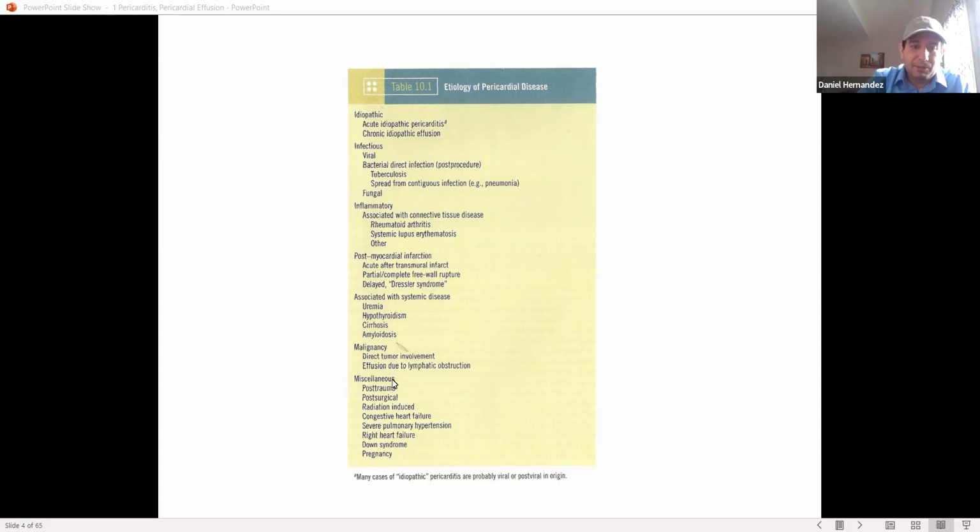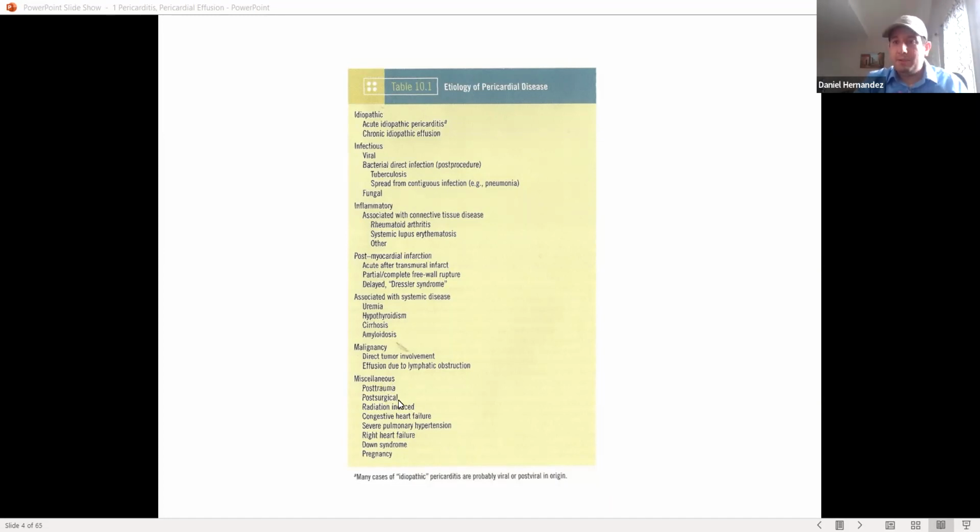Then there's also a list of other miscellaneous situations that could result in patients developing pericardial effusions. One could be status post trauma. Some sort of blunt force trauma to the chest can result in the development of fluid around the heart.